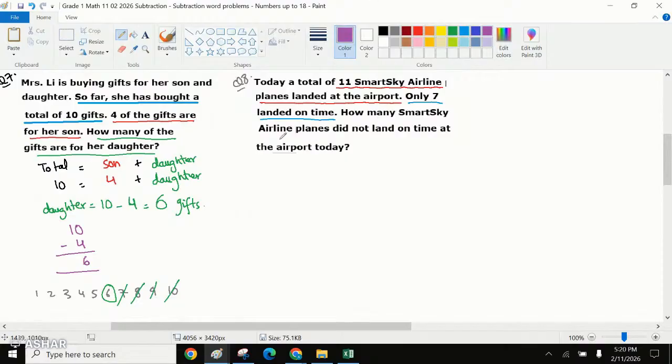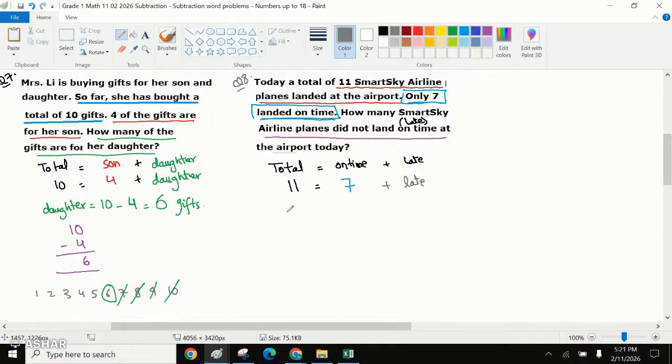Okay, I'll resize. Question number 8 says, today a total of 11 Smart Sky airline planes landed at the airport. Only 7 landed on time. So how many airplanes did not land on time? That means we know that the total number of airplanes landing would be 11. That would include on time, and those that did not land on time, which would mean they were running late. On time plus late. How many were on time? Only 7 landed on time. We need to find how many of them were running late.